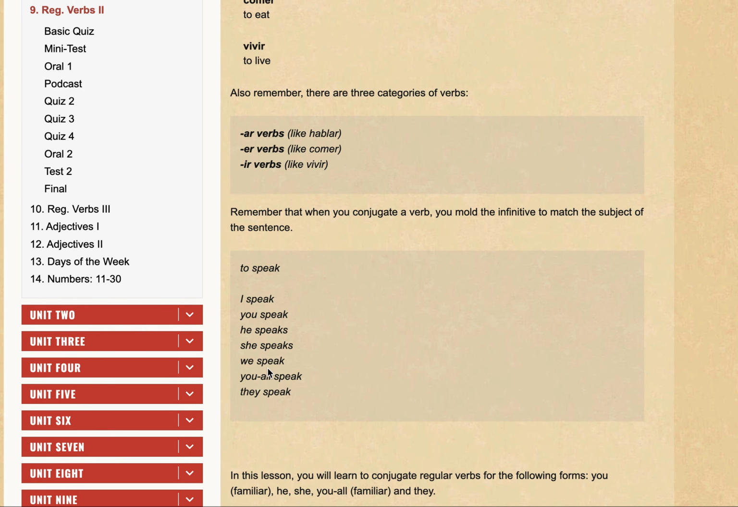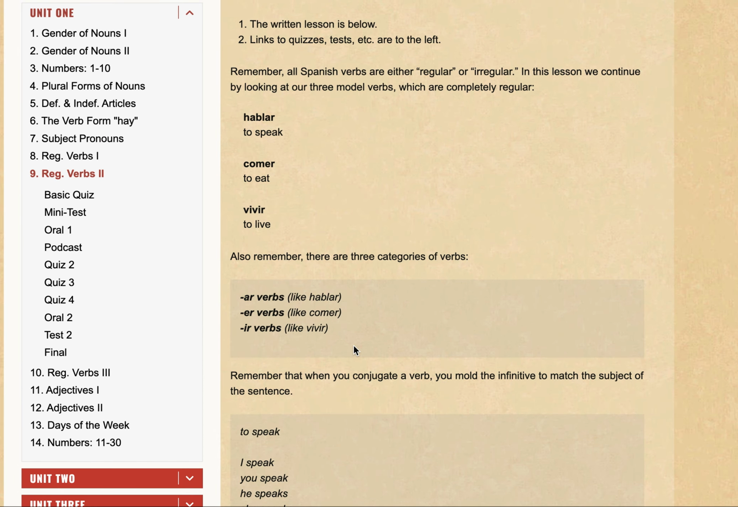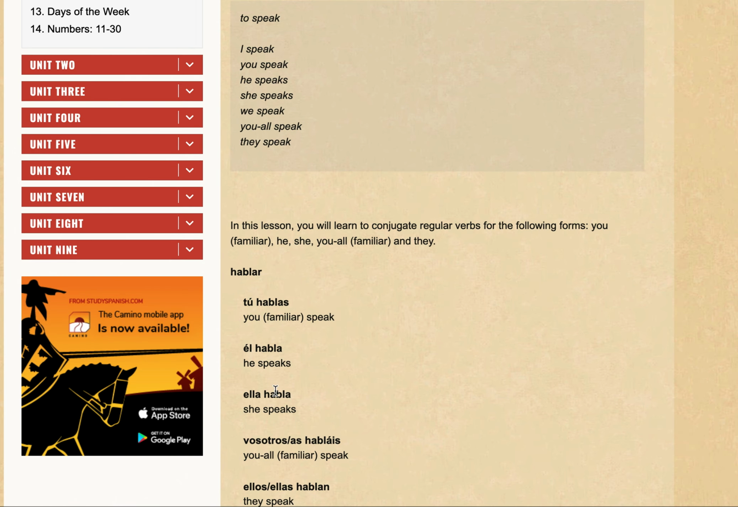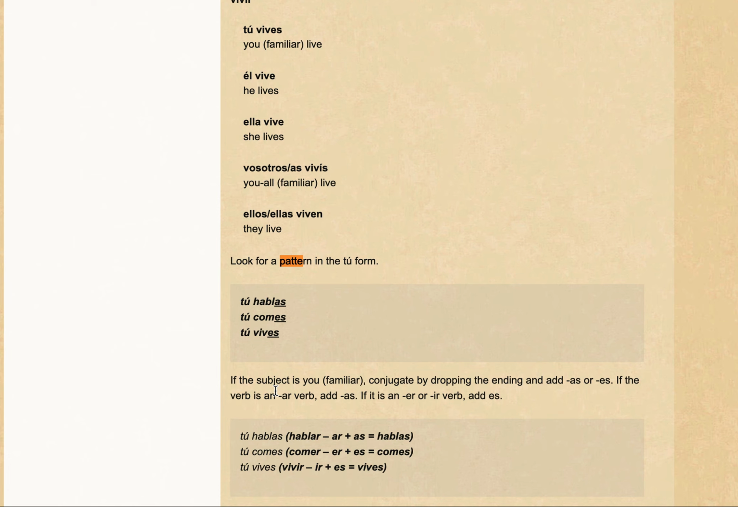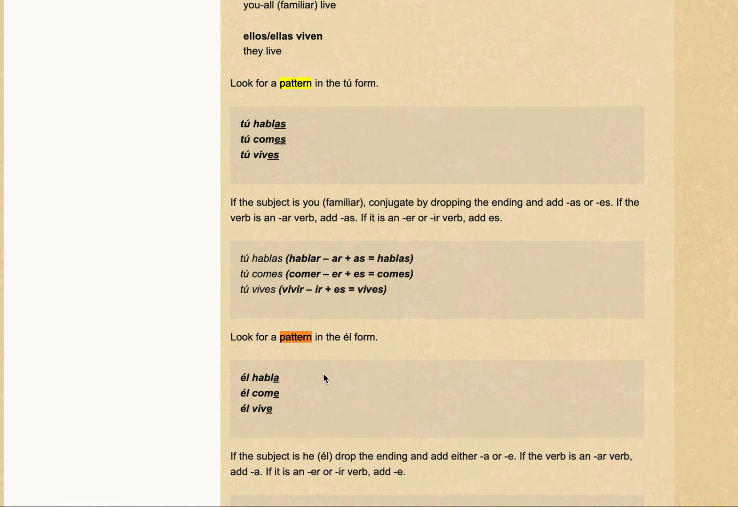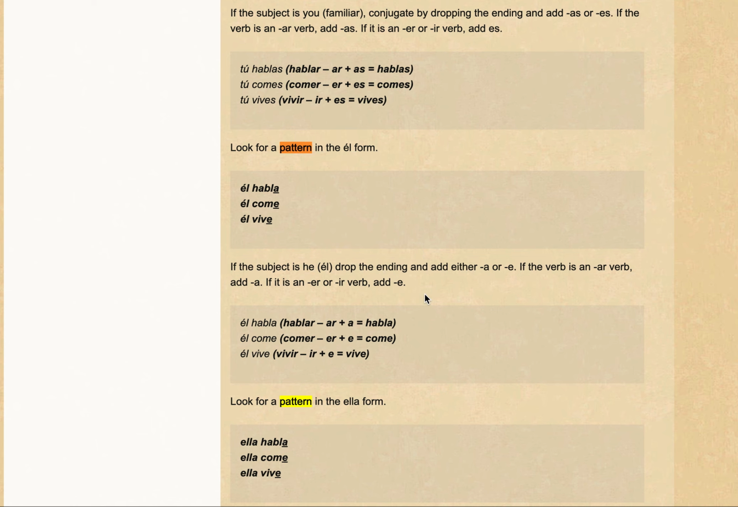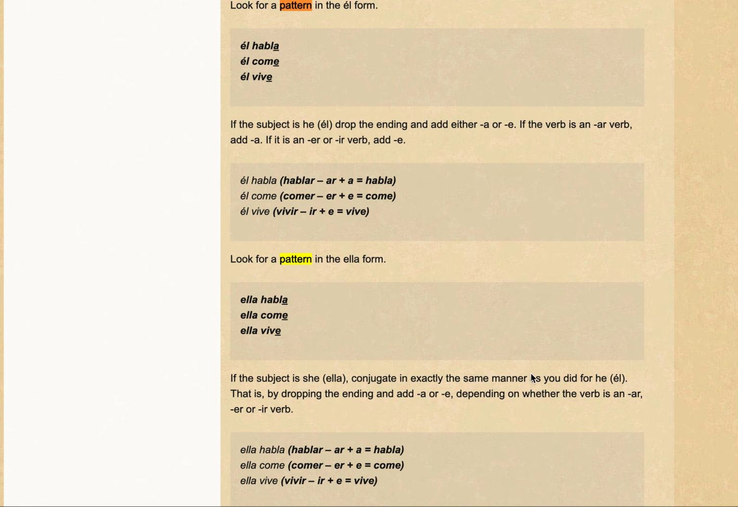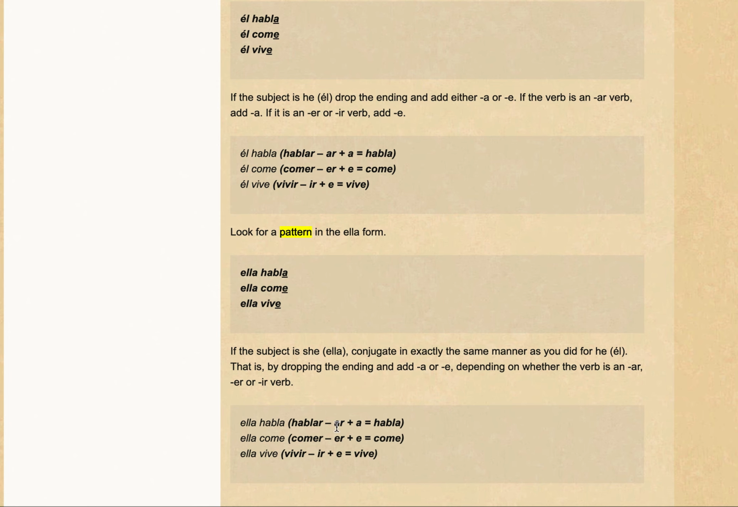Alright, so for those two which we have looked at, the third one is ella, which means she. So let's search for the pattern. We have looked at él. The next one is ella. So what is the pattern for ella? The pattern is the same manner as you did with él. Drop the ending, and add a or e, depending on whether it's an ar verb, er verb, or ir verb. So ella habla, ella come, ella vive. Alright, so that is it.